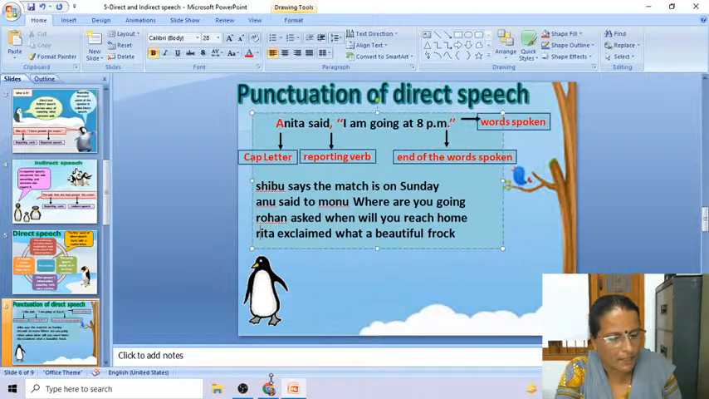Shibu says, Mangesh Kedar, Arpit Kedar. Shibu is the name of a person and it is the first letter of a sentence. Please make it a capital letter. Shibu, yes, should be a capital letter. The march is on Sunday is the word spoken by him, so it should be in inverted commas. And after Sunday, there should be a full stop. Labhansh Nikode, the T should be a capital letter because it is the word spoken by the person, Shibu.